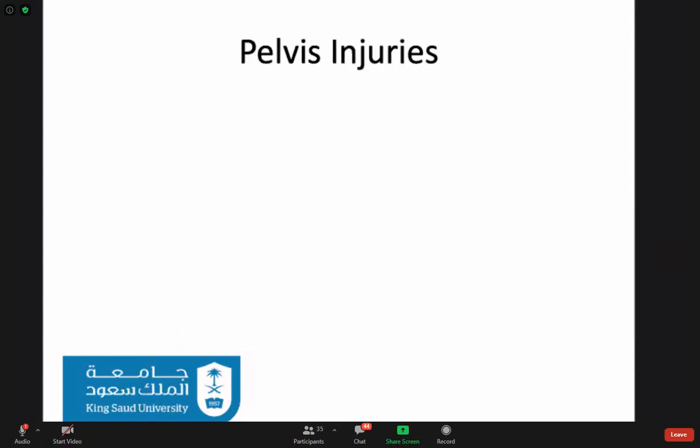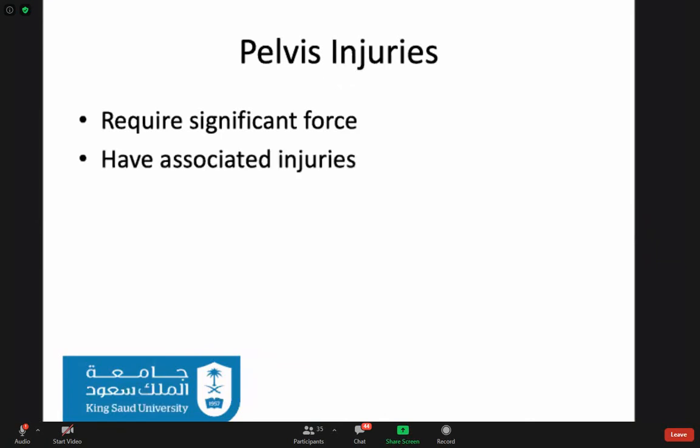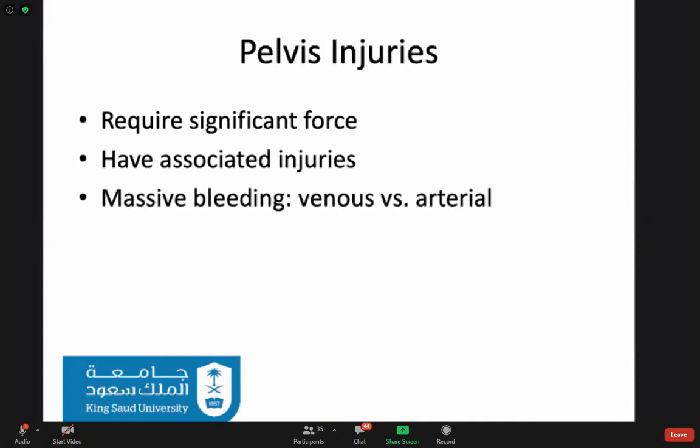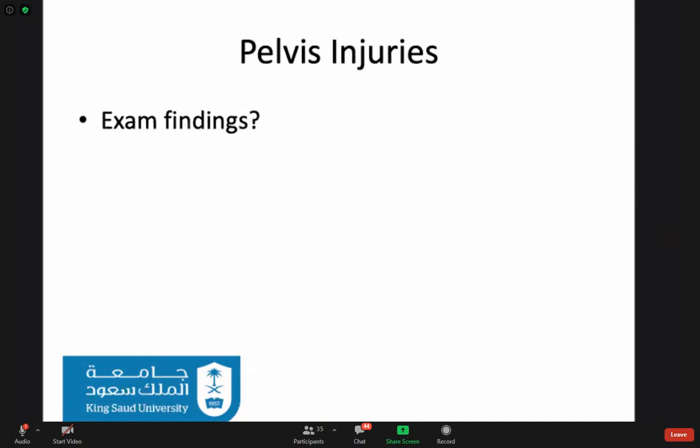Pelvis injuries, they require significant force, just so you know. What's important about them is that they have associated injuries most of the time. Massive bleeding can happen due to venous versus arterial. Now we need to know that the venous can be more serious than the arterial because it has a continuous bleed, where the arteries can actually retract and slow down the bleeding.